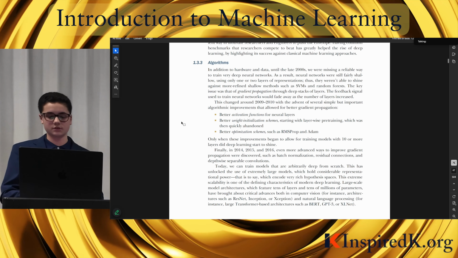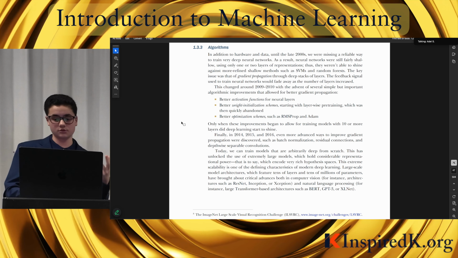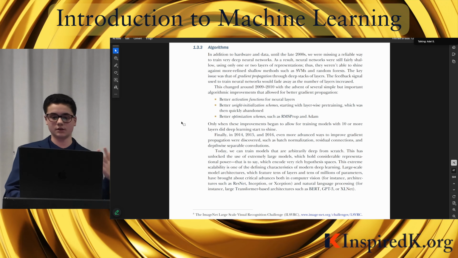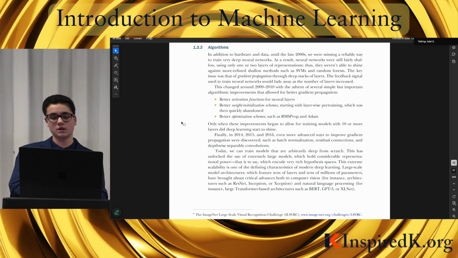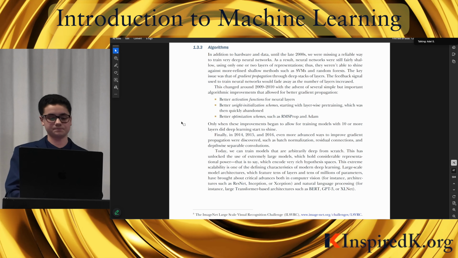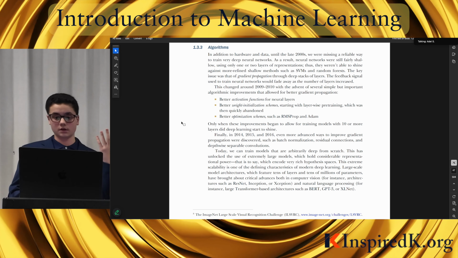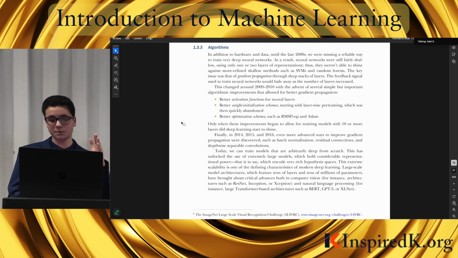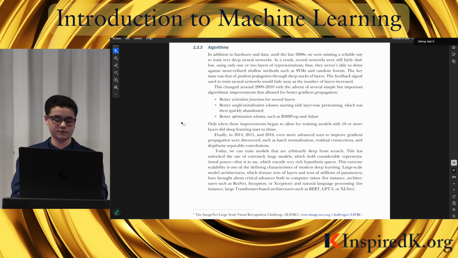In algorithms, since the late 2000s, there have been many advancements in neural networks and other deep learning technologies, including ways for training as well as the optimizers for the weights, which I detailed previously.